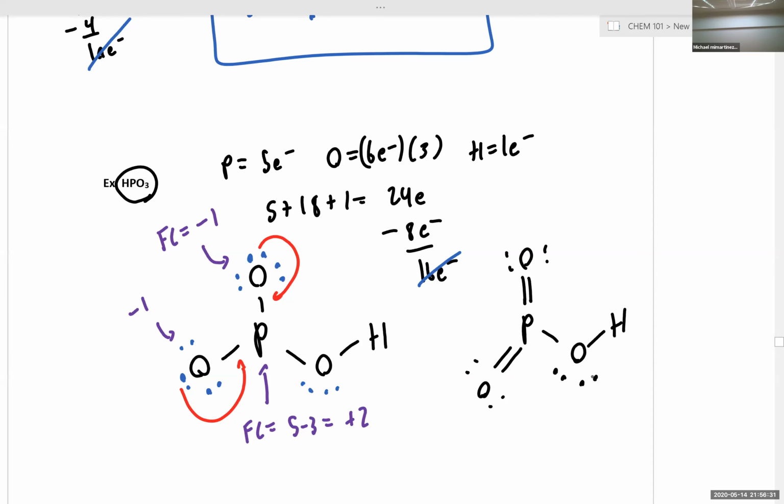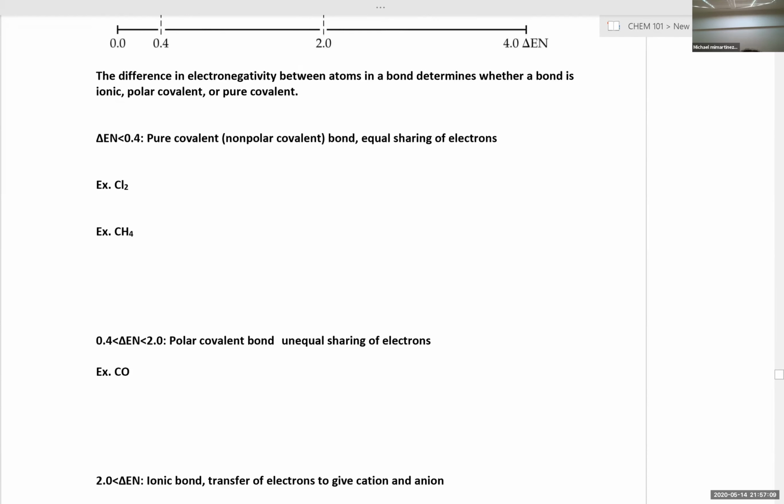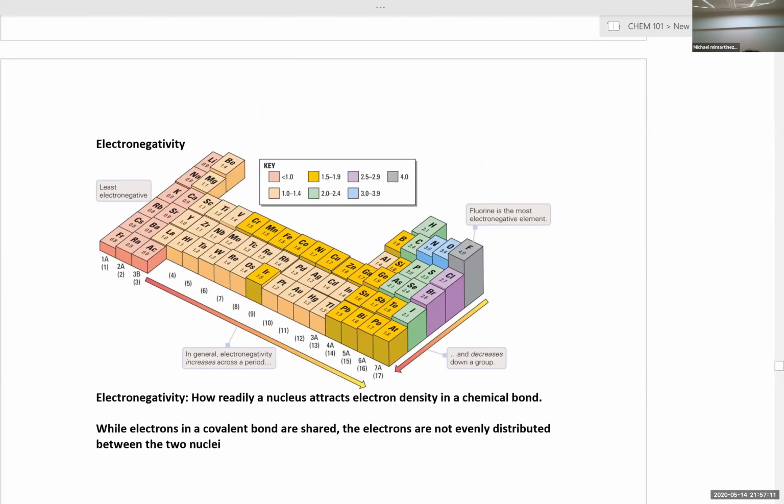Does that make sense? Does this process make sense to everyone? Is everyone comfortable with expanded octets and oxyacids? Any questions so far? Okay, let's keep going. We'll leave these next examples for you to look at one moment. Sorry for the delay. It's taking a moment for our page to load.